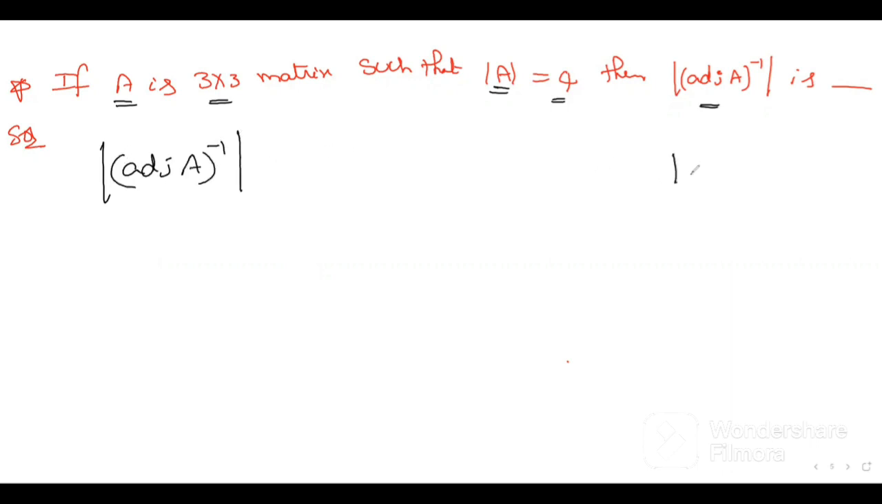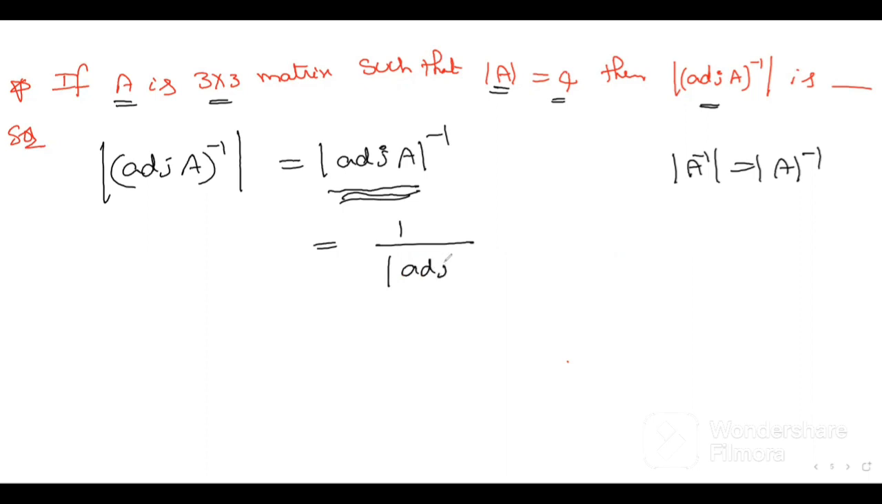Det of A inverse is nothing but det A whole inverse. So here adjoint of A is one of the matrices. So det of adjoint of A whole inverse is nothing but det of adjoint A whole inverse. Det of adjoint of A is nothing but a constant, that is always constant. Constant power minus 1 is nothing but 1 by constant, like 5 power minus 1 is equal to 1 by 5. So det of adjoint of A whole inverse is equal to 1 by det of adjoint of A.